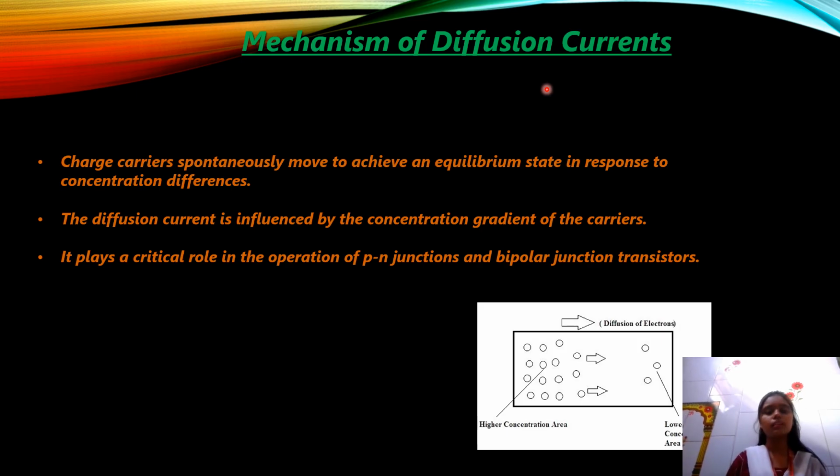Mechanism of diffusion currents. Charge carriers spontaneously move to achieve an equilibrium state in response to concentration differences. The diffusion current is influenced by the concentration gradient of the carriers. It plays a critical role in the operation of p-n junction diodes, bipolar junction transistors, and solar cells. It is very useful.